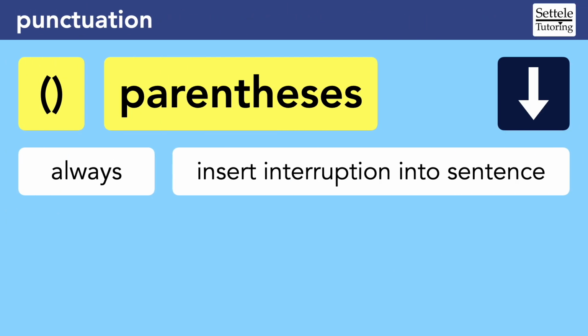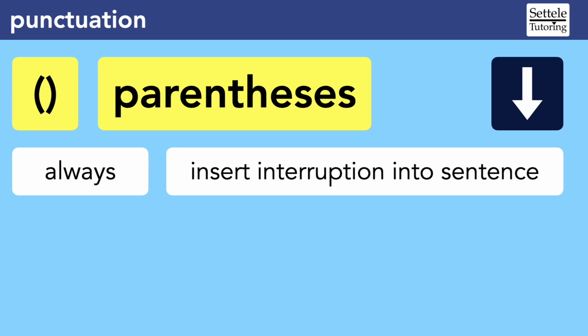Parentheses in the SAT are mostly a distraction, so they are a low priority. They're used to insert an interruption, similar to dashes and commas. However, parentheses are much easier to keep track of because they always come in pairs. If you see parentheses in a paragraph, you can usually ignore them and whatever they contain. It's not relevant for the structure of the sentence.